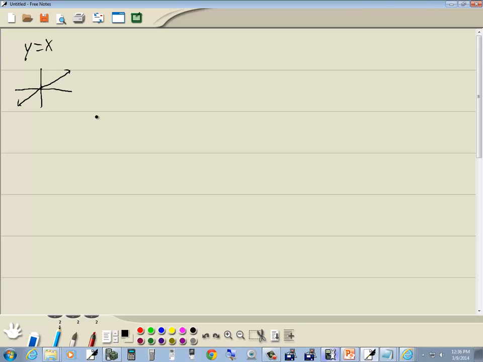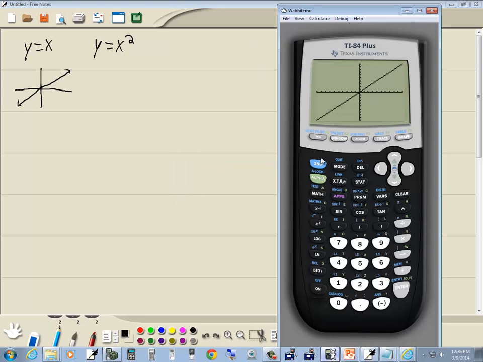Let's look at our next basic building block. Y is equal to x squared. I'm going to press my y equals, press my clear to clear out whatever's in the line. I'll choose my x key, and then I'll push the x squared button. And then graph. And that'll give us our graph.